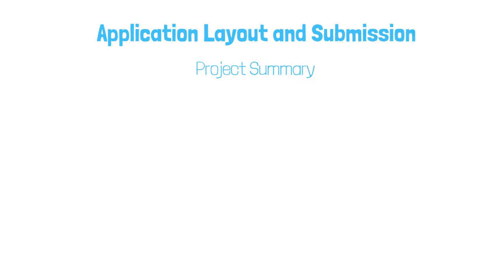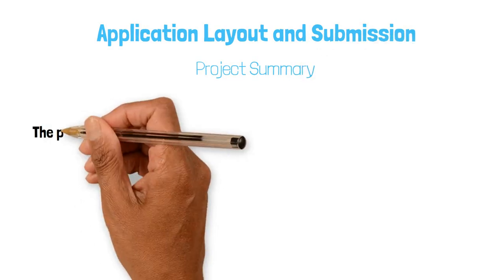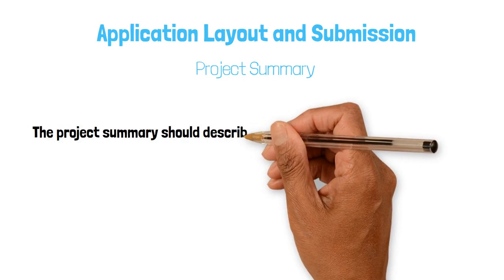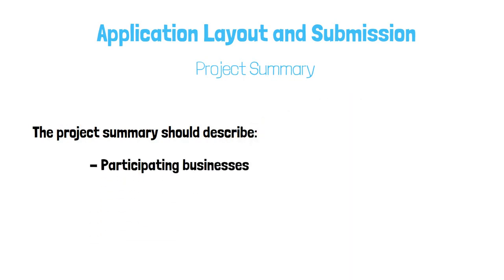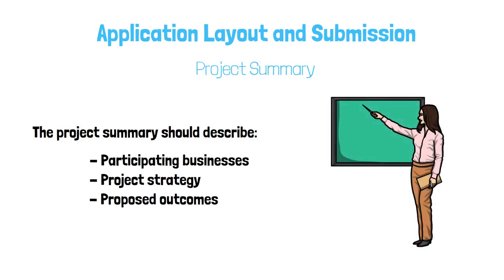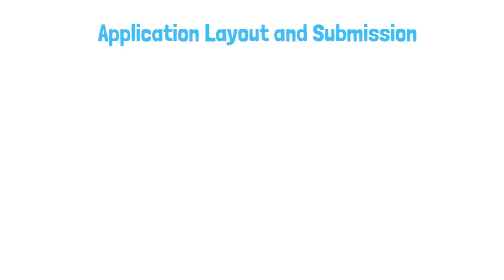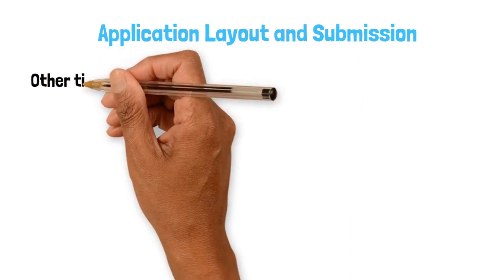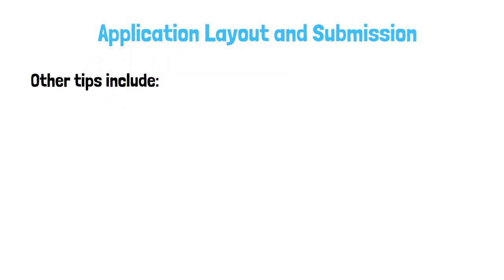Finally, it is important to consider how the application layout helps reviewers to best understand your project proposal. First, the project summary or abstract should clearly describe the participating businesses, project strategy, and proposed outcomes for the project. You may consider the summary as a short pitch where the reviewer gains a full understanding of the project through a single reading.